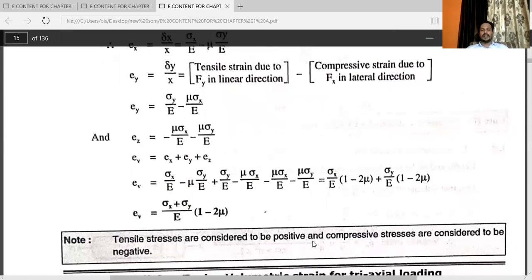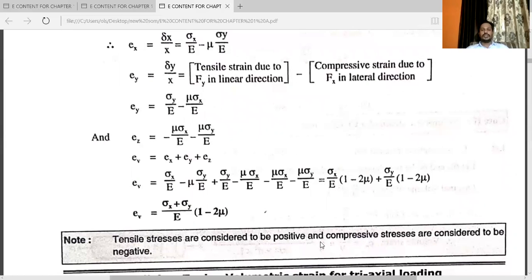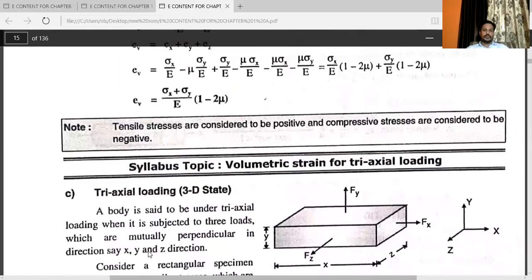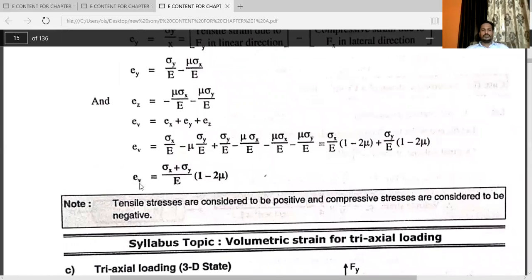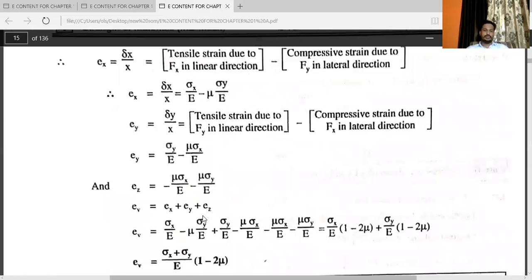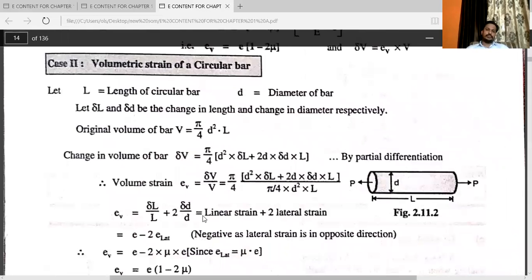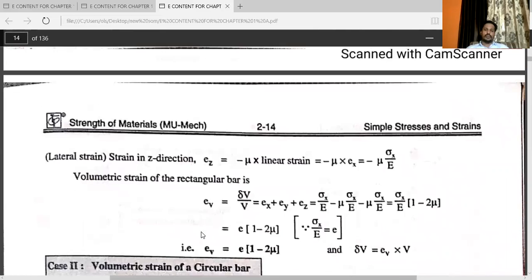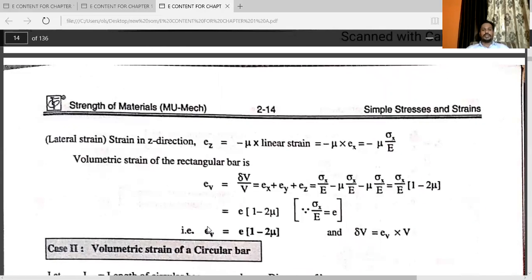Tensile stresses are considered to be positive and compressive stresses are considered to be negative. That is an important note. So you can see here Ev is equal to sigma x plus sigma y upon E into 1 minus 2 mu in the case of biaxial. In the case of uniaxial, Ev is equal to E into 1 minus 2 mu.